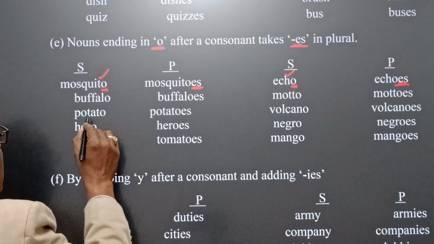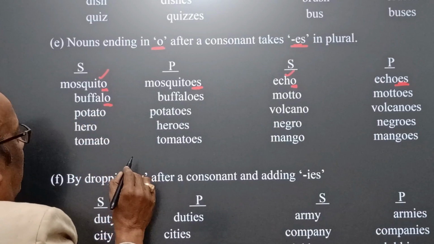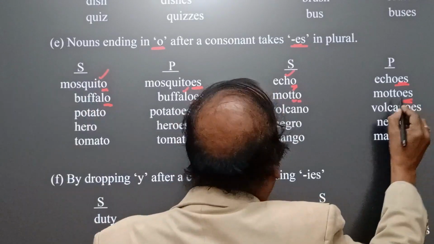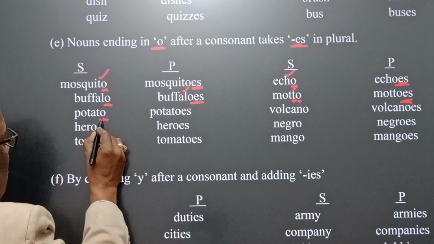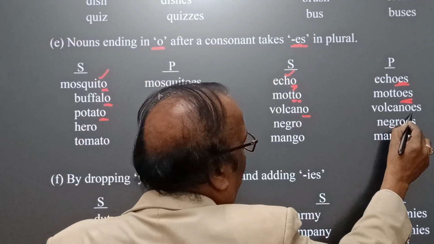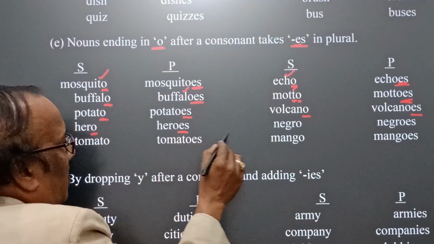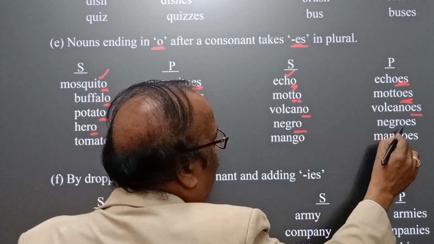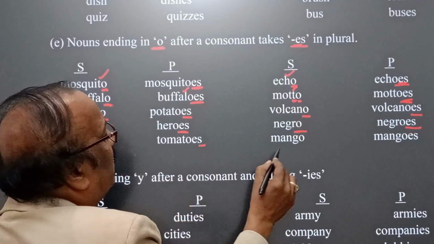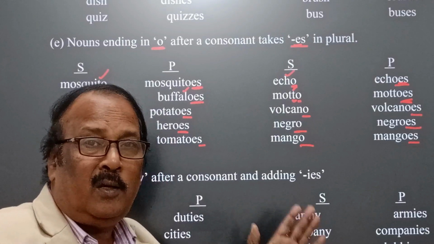Next, buffalo ends in o, and here buffaloes. Similarly, potato, potatoes; volcano, volcanoes; hero, heroes; negro, negroes. Tomato, tomatoes; mango, mangoes. Yes, this is a very common idea.